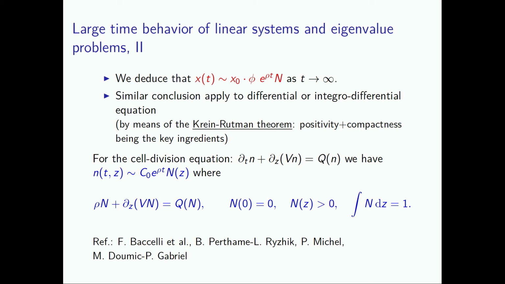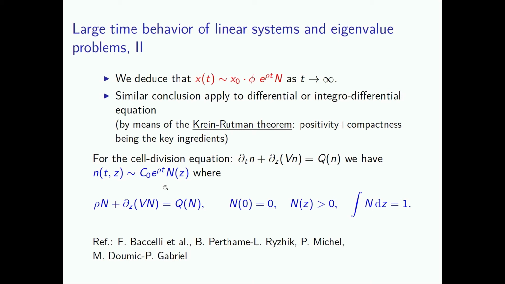So once you have understood how it works with matrices in finite dimension, you can adapt the argument to work with differential operators or integro-differential operators. And in particular, it applies to the growth and division equation that I wrote before. Okay, so you just have to replace the finite dimensional framework by a compactness argument. And it turns out that as time becomes large, the distribution function n of t and z, which is driven by this equation, is given by this behavior.